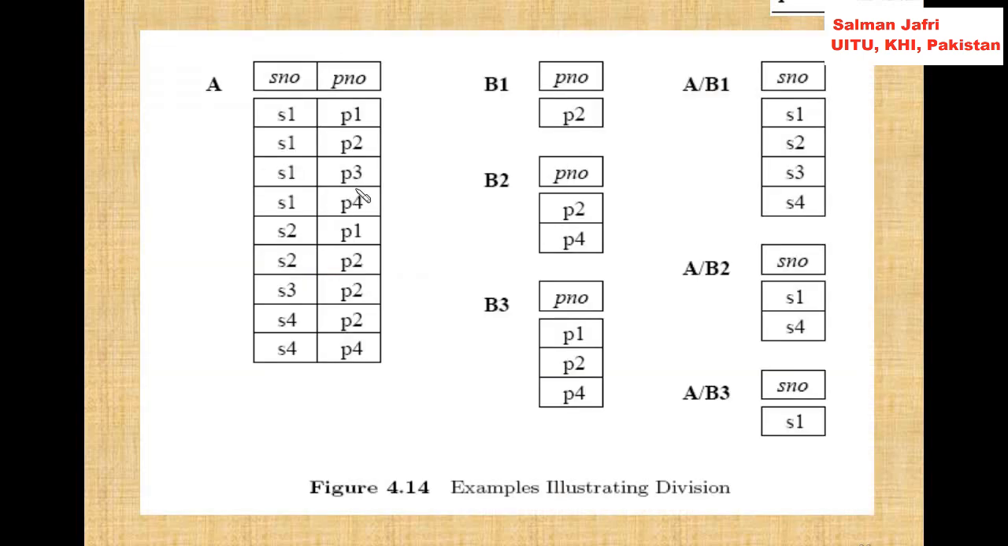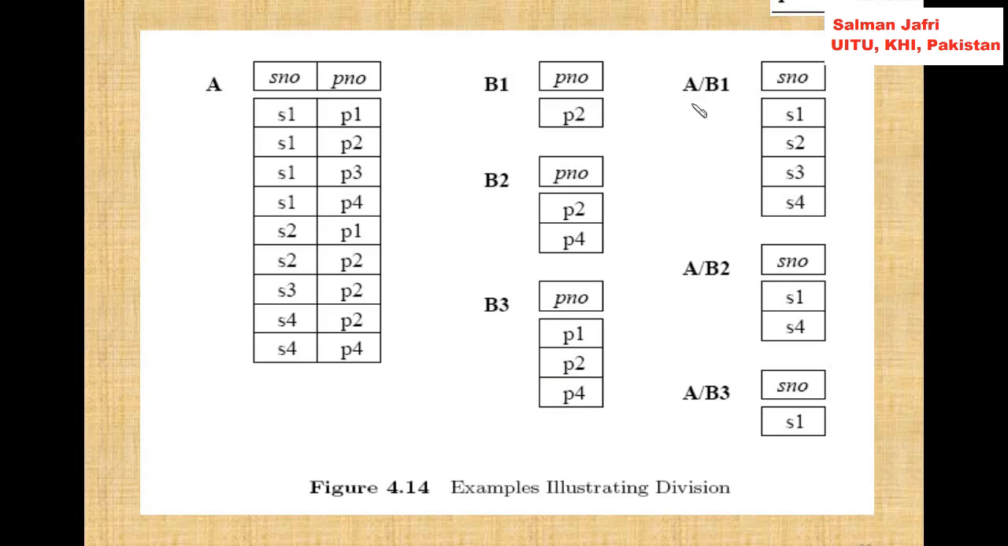Let's take an example. We have this relation A, where we have the sailor number and P number fields. And then we have relations B1, B2 and B3. B1 consists of P2, B2 consists of P2 and P4, and B3 consists of P1, P2 and P4.